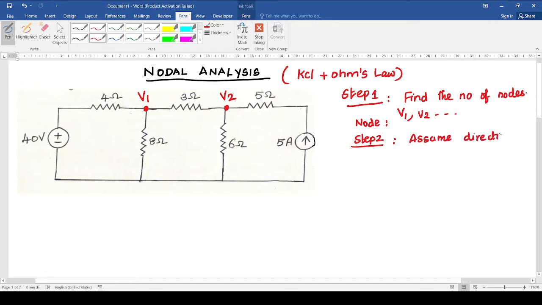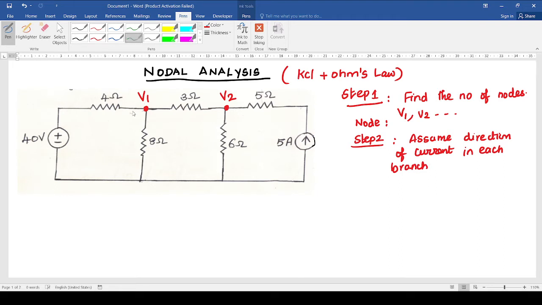Here, all the currents are flowing away from the junction. Current in each branch. You see here, the current is flowing away from the junction. Current is flowing away. Here also it is flowing away from the junction. Then what is step number 3?